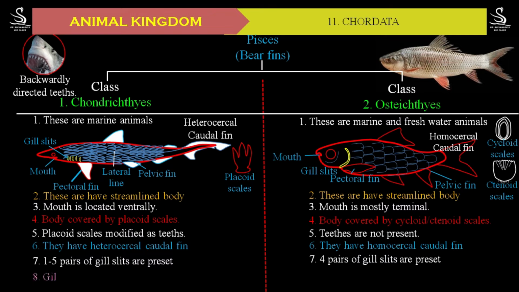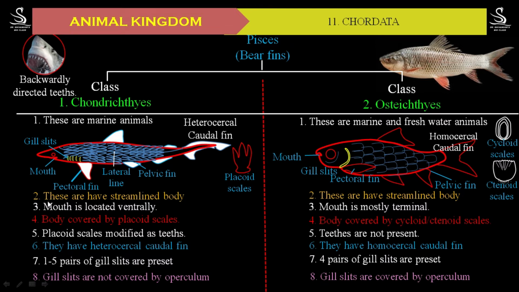And what is the another difference I said? Gill slits are not covered by operculum in Chondrichthyes, and gill slits are covered by operculum in Osteichthyes. These are the differences, students. Once again, we will revise this, what difference we have understood in this particular slide.